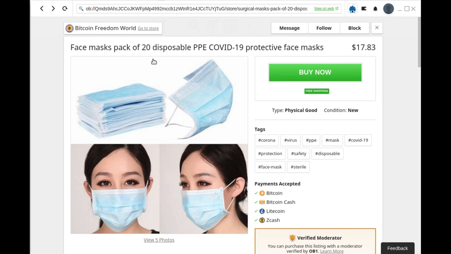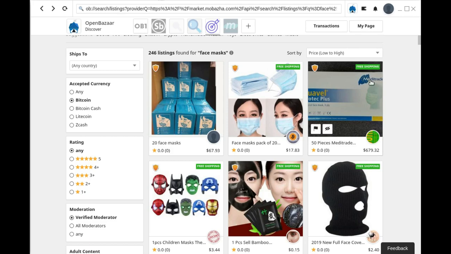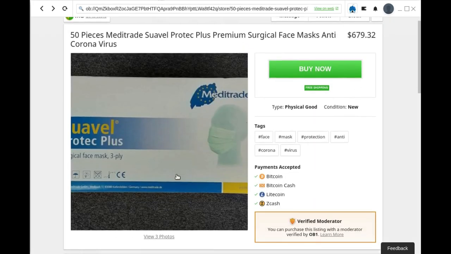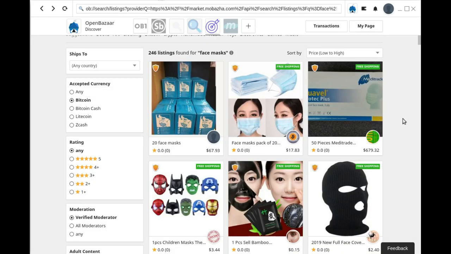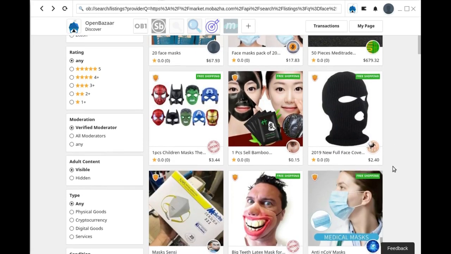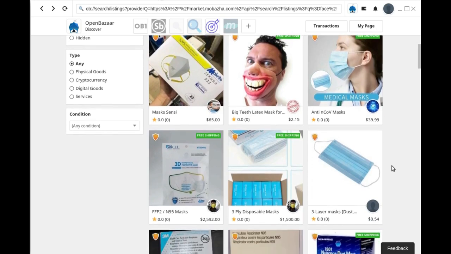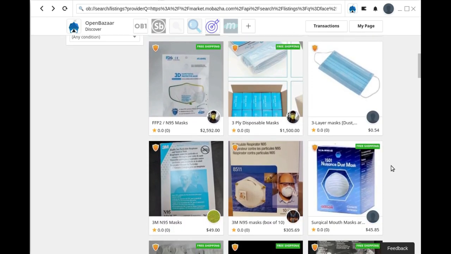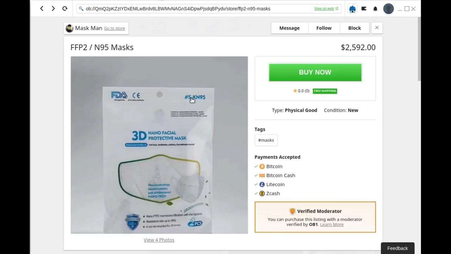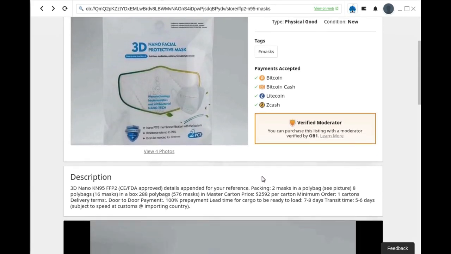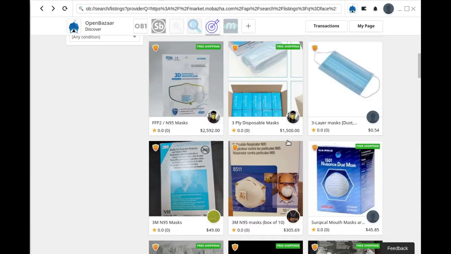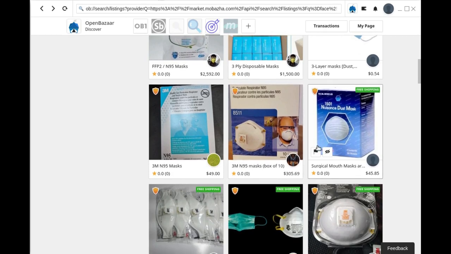That seems like a pretty good price. Here's a pack of 50. This one seems pretty expensive. This one's on sale for a lot. How many are they selling? Looks like they're selling 576. So you can see there's a decent number of medical masks out there.